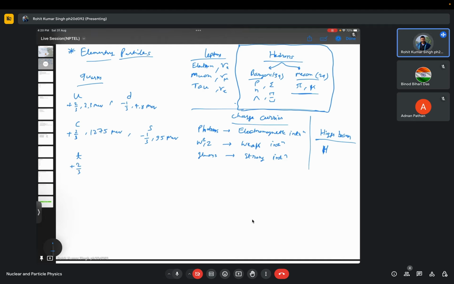We cannot observe free quarks, except this one. The top quark, its mass is known precisely. Does anyone know why the top quark mass is precisely measured?